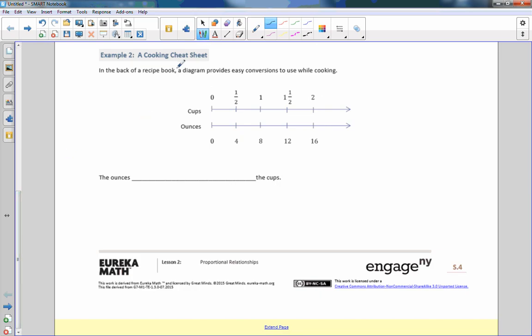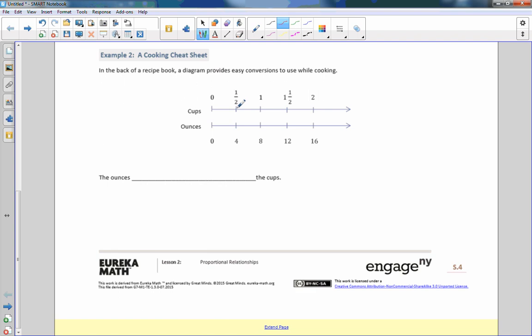Example 2, a cooking cheat sheet. In the back of a recipe book, a diagram provides easy conversions to use while cooking. So they start here and they say, well, if you have 0 cups of something, you obviously will have no weight, 0 ounces. So the cup is empty, the contents within will be 0.